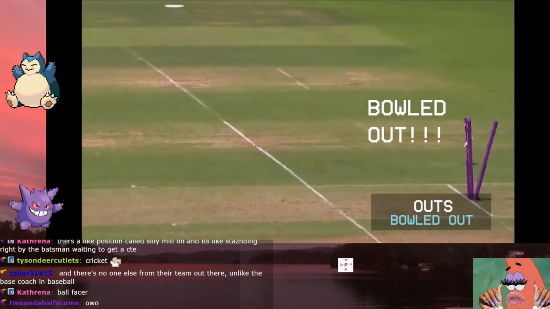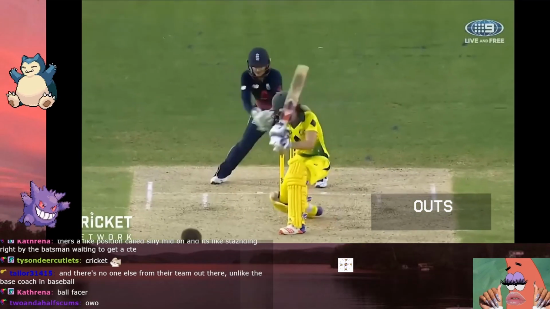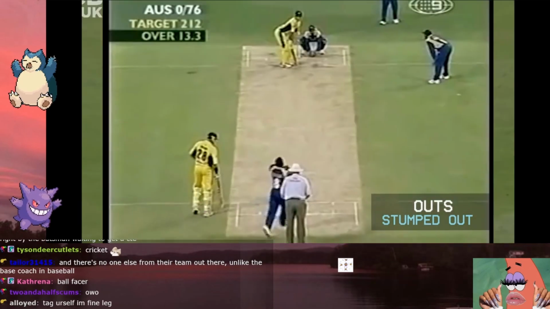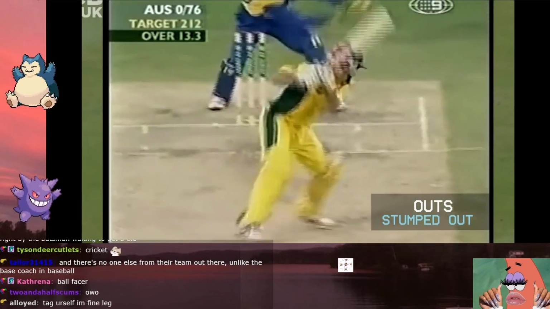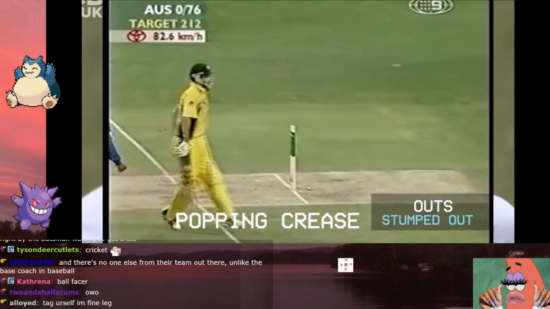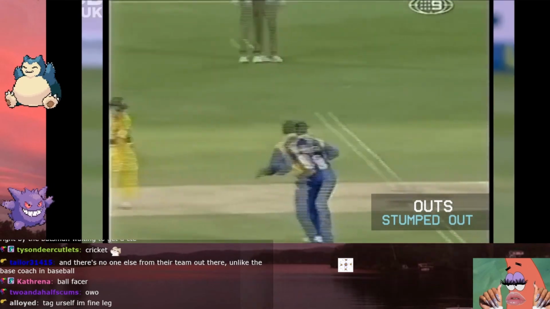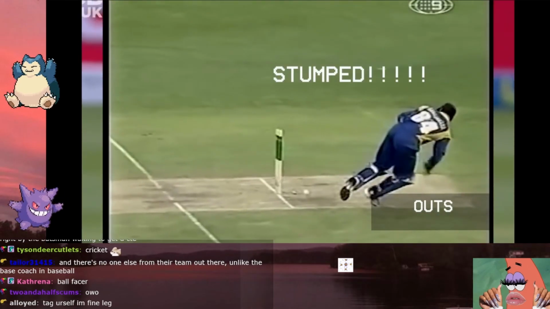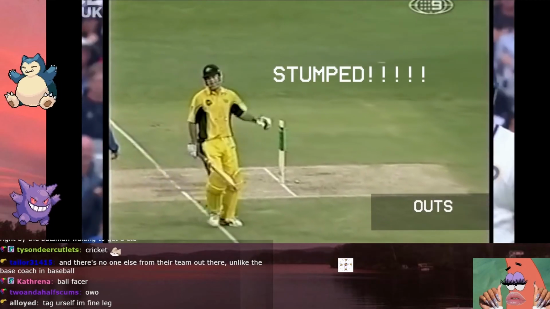And knocks the bails off the stumps. A batter can also be put out by the wicketkeeper if the batter moves past this line here called the popping crease, and the wicketkeeper gains possession of the ball and knocks the bails off the stumps. This is called being stumped out.